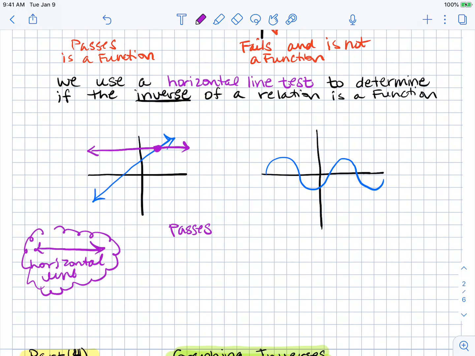But when I put a horizontal line on this one, it's passing way more than once. It's passing 4 times there. And this one fails. And that means that it's not 1-to-1, and the inverse is not a function.